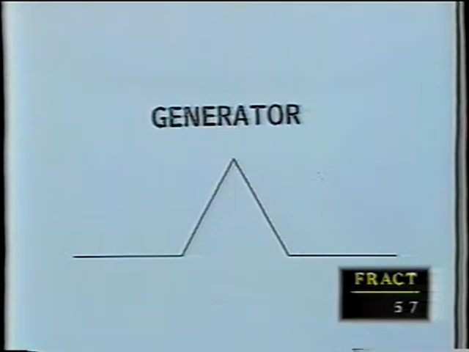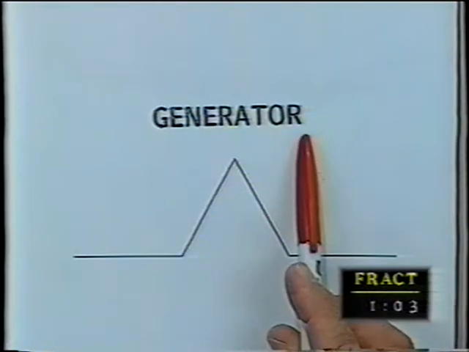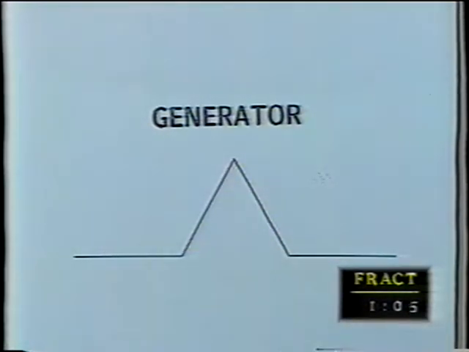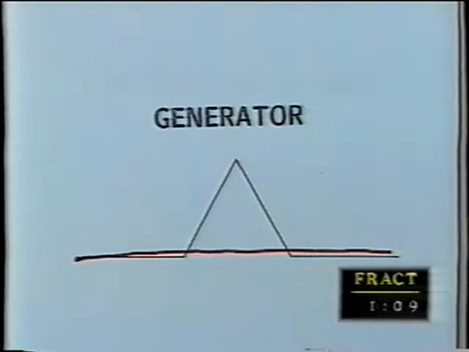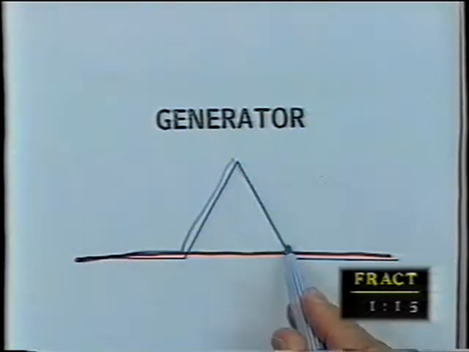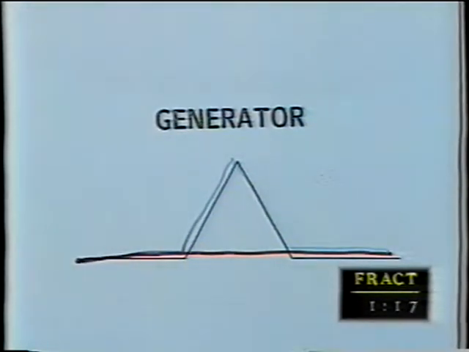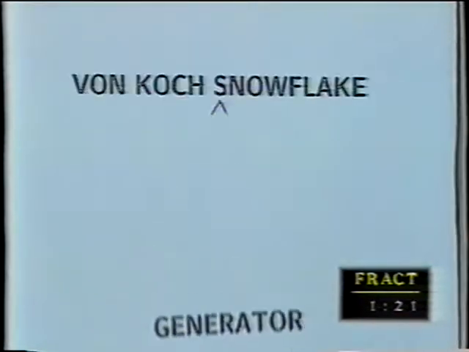Then there's a thing called a generator. A generator is what's going to be used to replace each line in the initiator. That is, the initiator, if it were a straight line like this, would be replaced by a generator, which would look like this, so that line would now be looking like that, be replaced. And we'll see that. Let's just get on and see it.